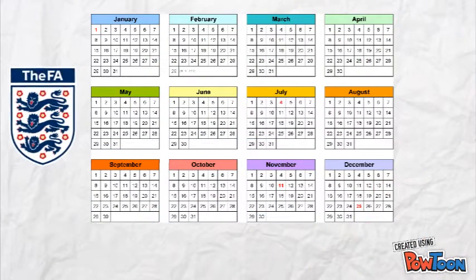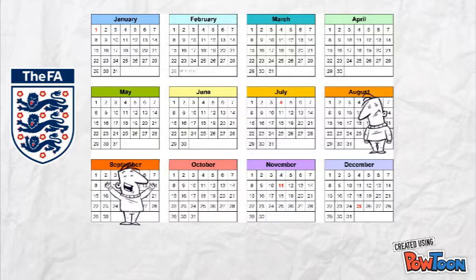The FA requires schools and clubs to group their players in their academic year. The selection year runs from September to August. Therefore, people born in September are classed as the oldest, and people born in August are the youngest.